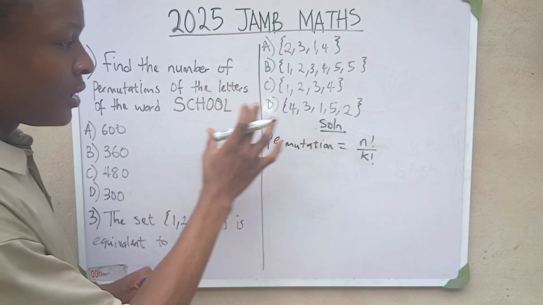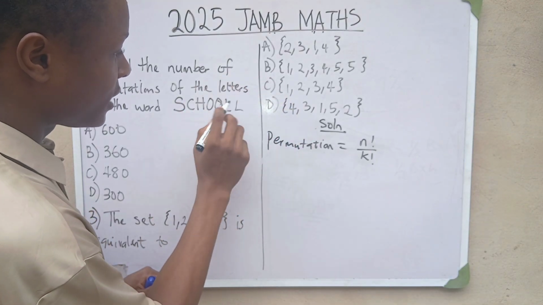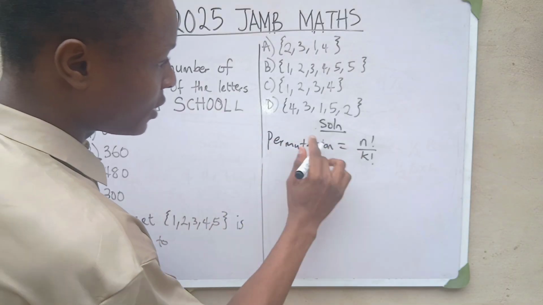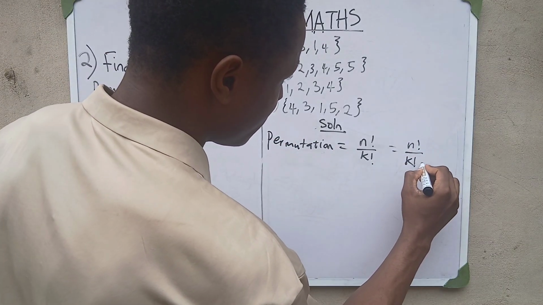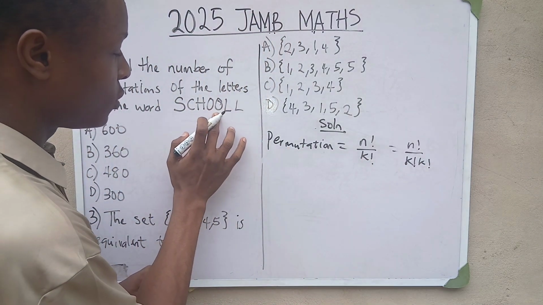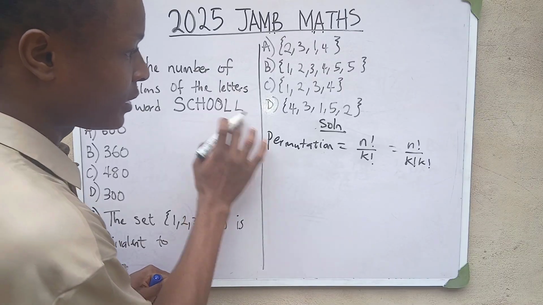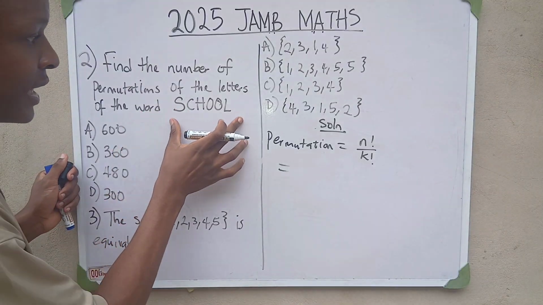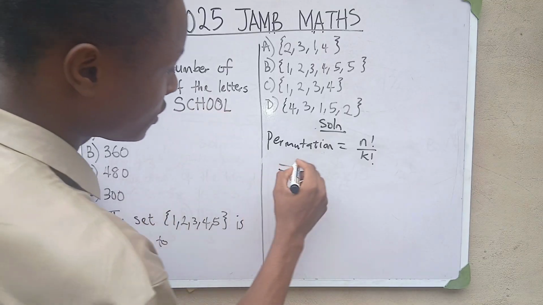So if we had another letter, let's say L appeared 2 times, it's going to now be N factorial all over K factorial, K factorial. So the first K is representing the number of O, while the second K is representing the number of L that appeared. So how many letters are in the word school? We have 1, 2, 3, 4, 5, 6. So there are 6 letters.